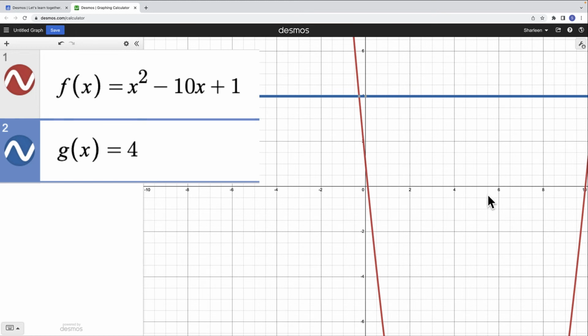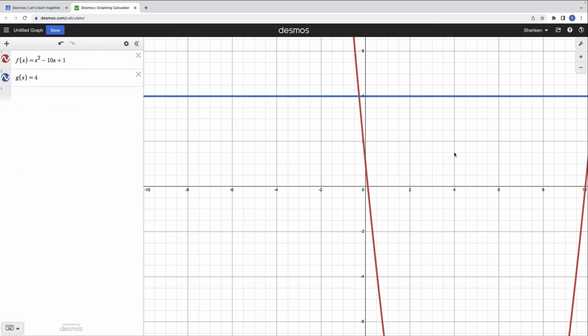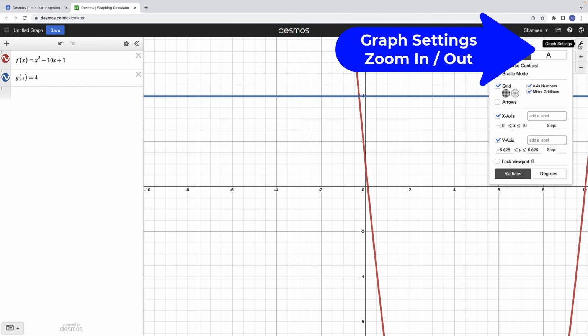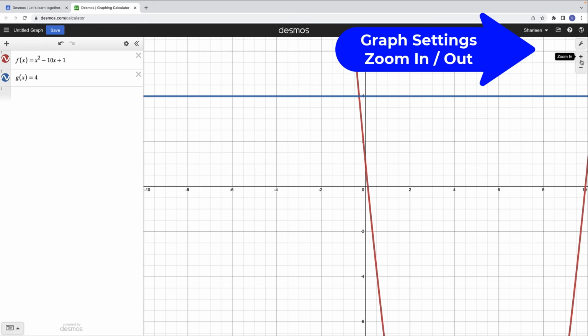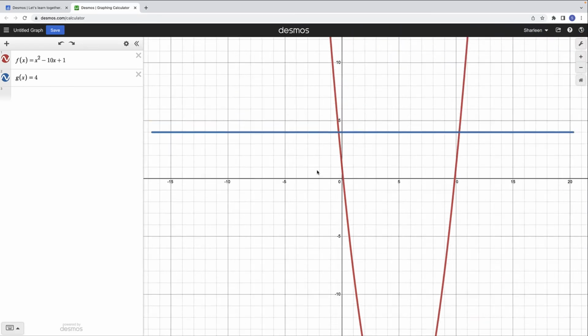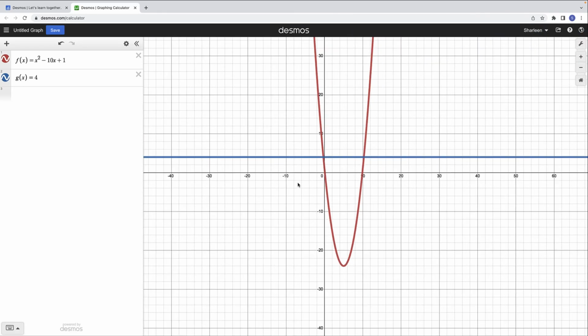However, my graph doesn't seem to be big enough. Let's go over to the upper right-hand side. You can either click the wrench to set the graph settings, or you can press the plus and minus buttons to zoom in and zoom out, or you can use your mouse to scroll in and out. It looks like these two functions intersect at two different points. That tells us that this equation has two solutions.